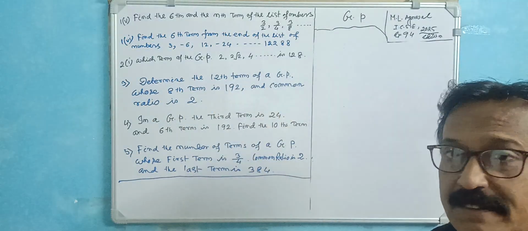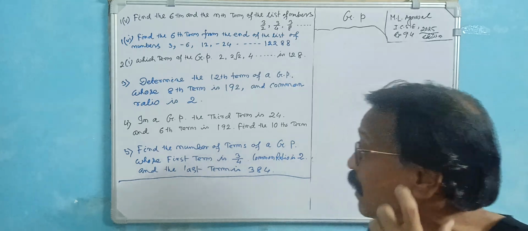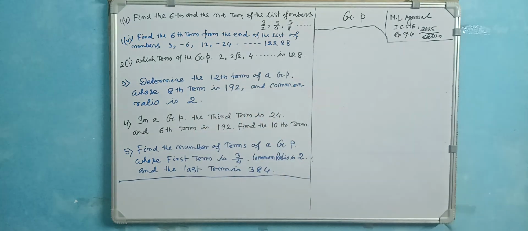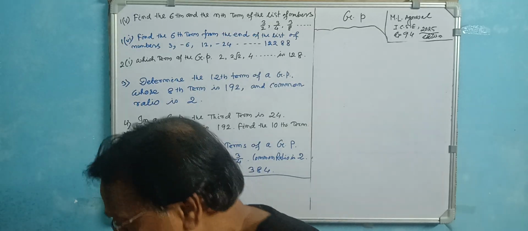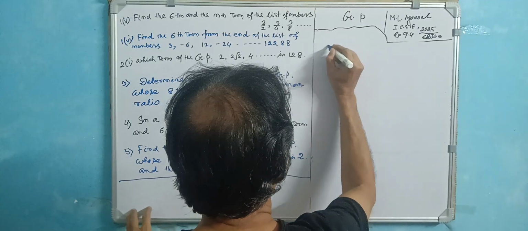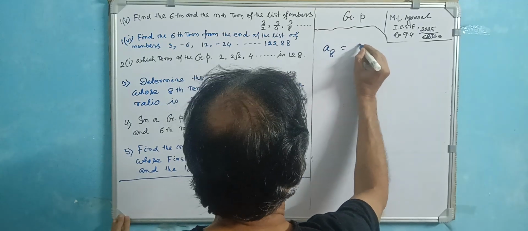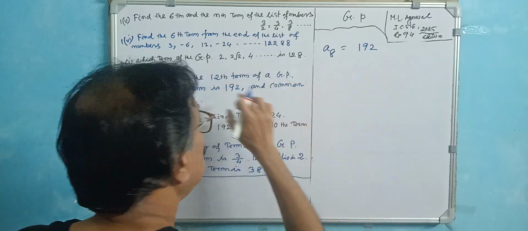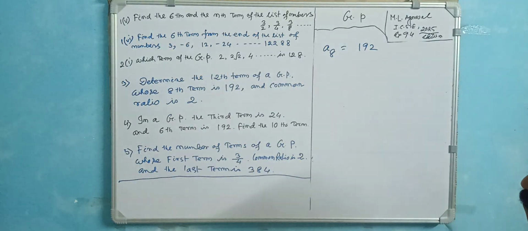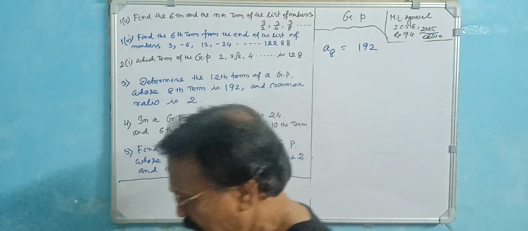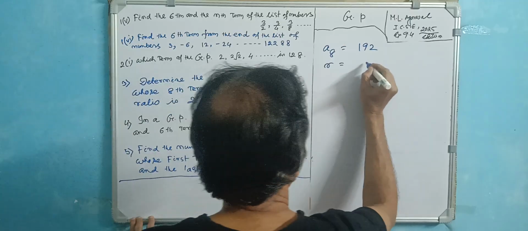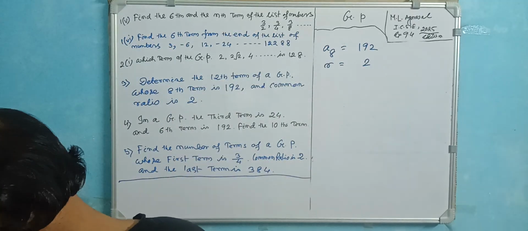Whose 8th term? You know the 8th term, A8. The value is 192, the value of the 8th term in the GP. And R is given. The common ratio is 2.